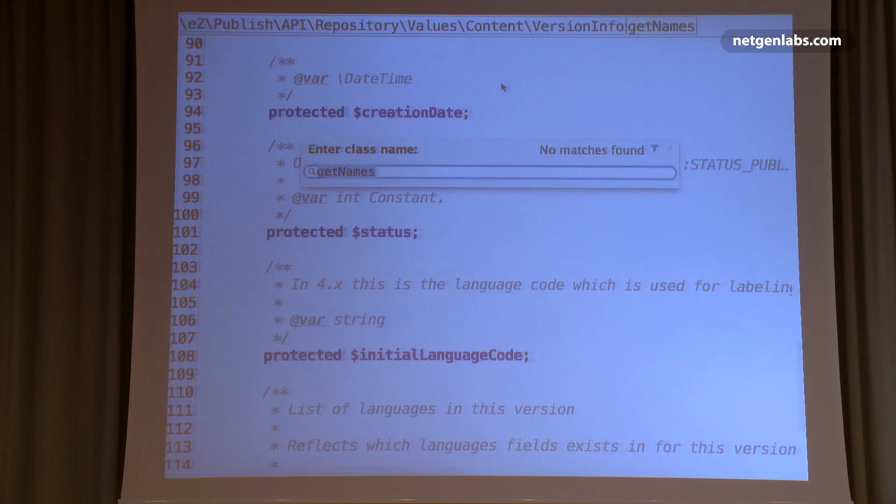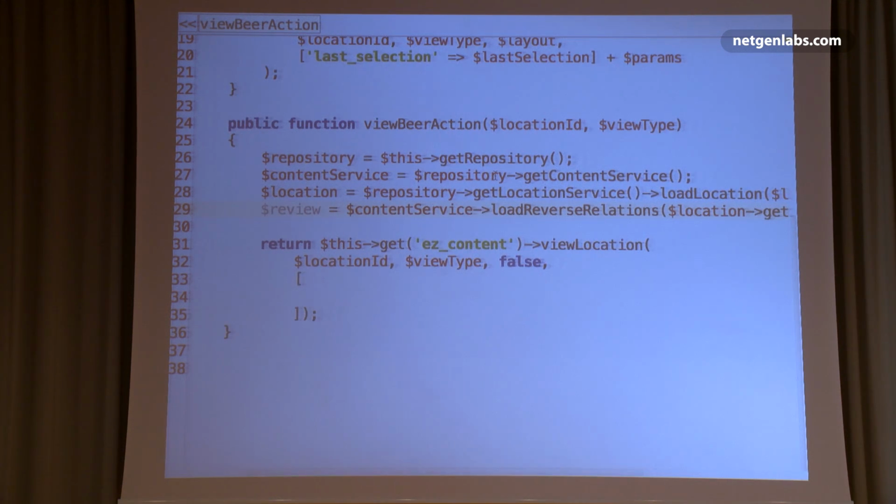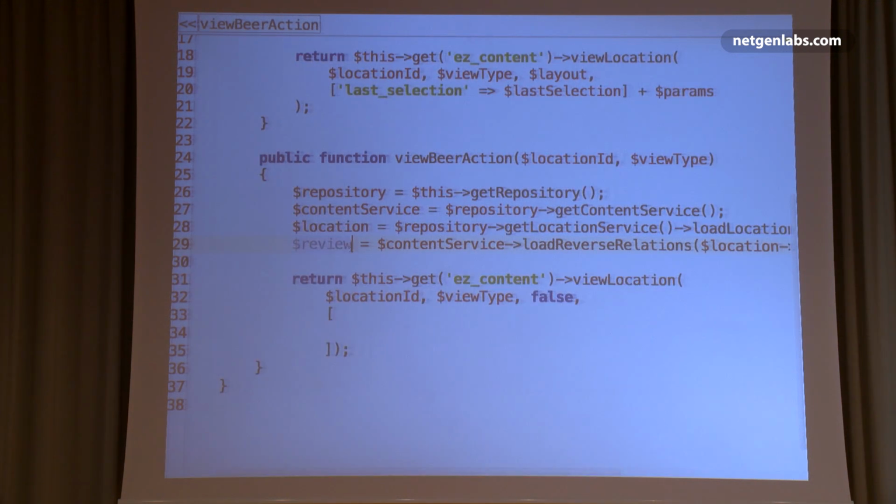So let's get back to our controller. Nice. Actually, when I look at the PHP doc here, we can see that it does return an array of relations, because we have load reverse relations, not something else. So we expect an array. Let's say we're renaming the variable to reverse relation. Okay.